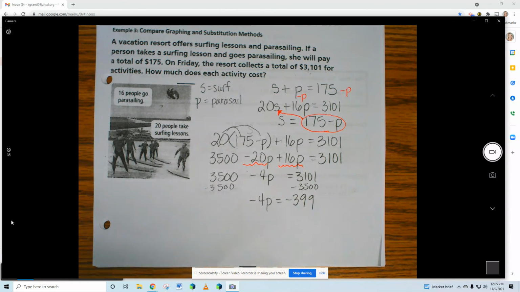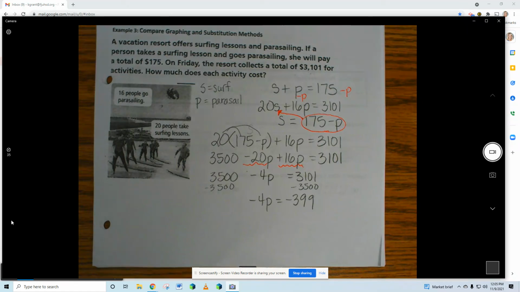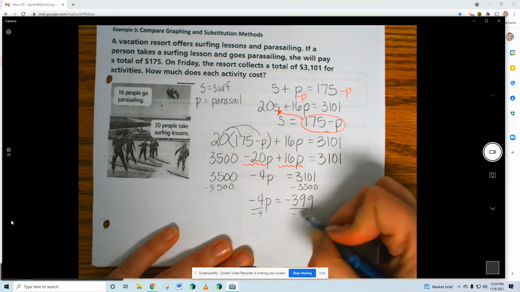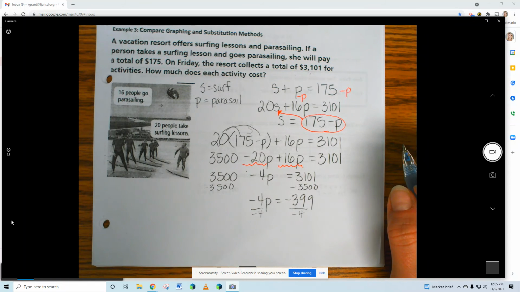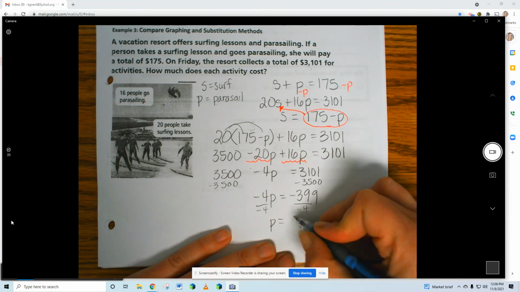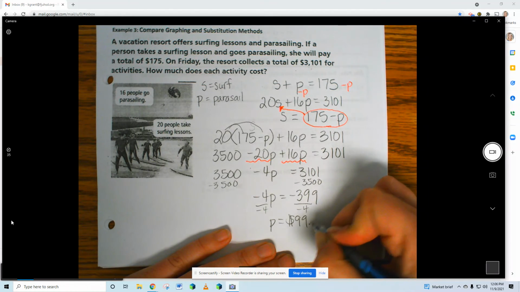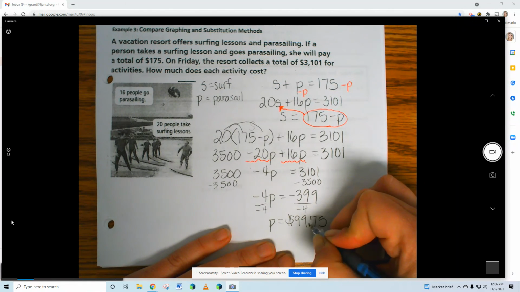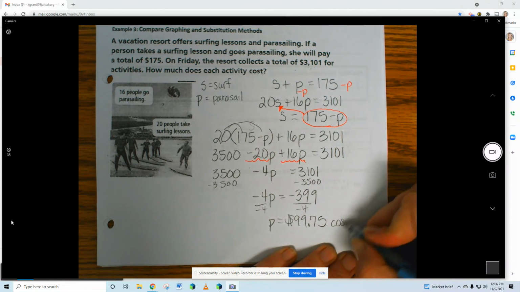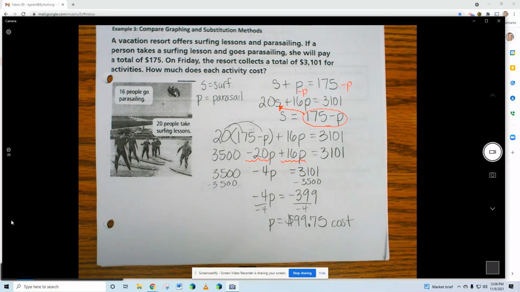Almost 400. Divide by negative 4. On problems like this, I would let you use calculators and look at how ridiculous the price is. $99.75. It's $100, right? So parasailing costs $99 to go on one parasailing adventure.